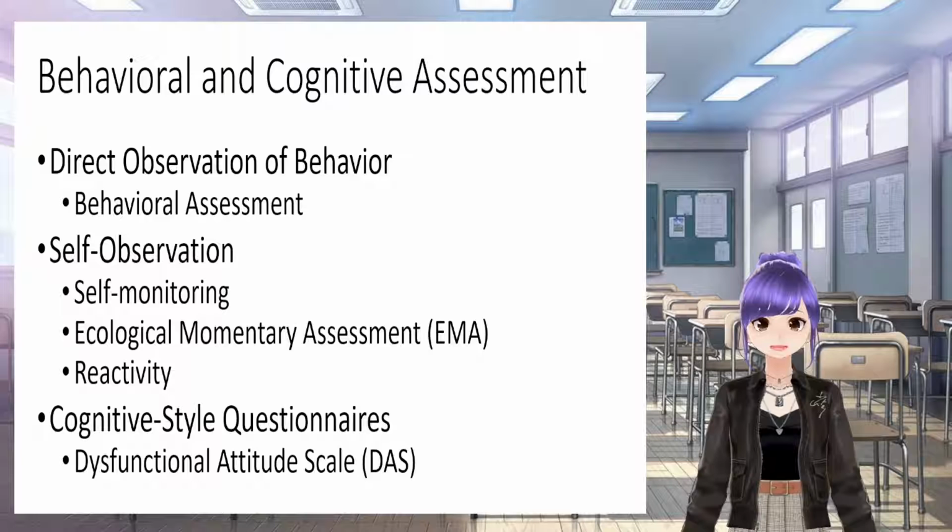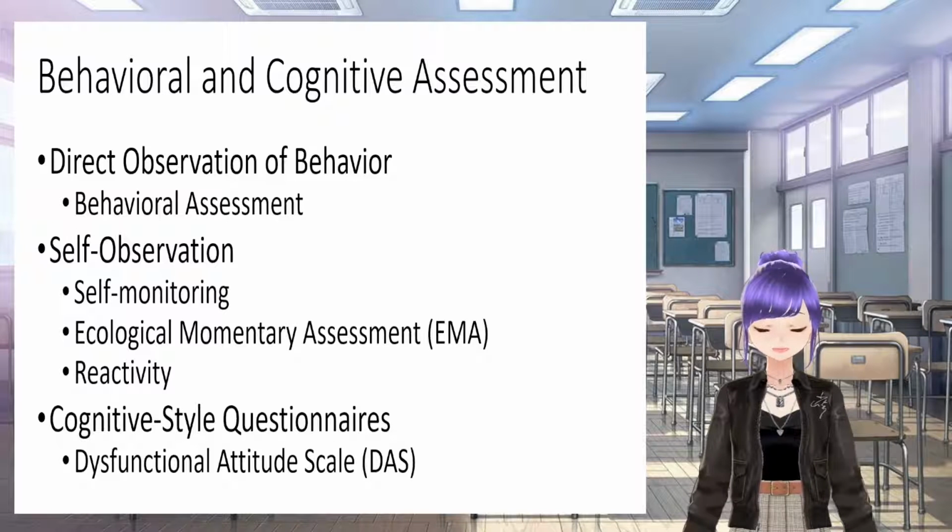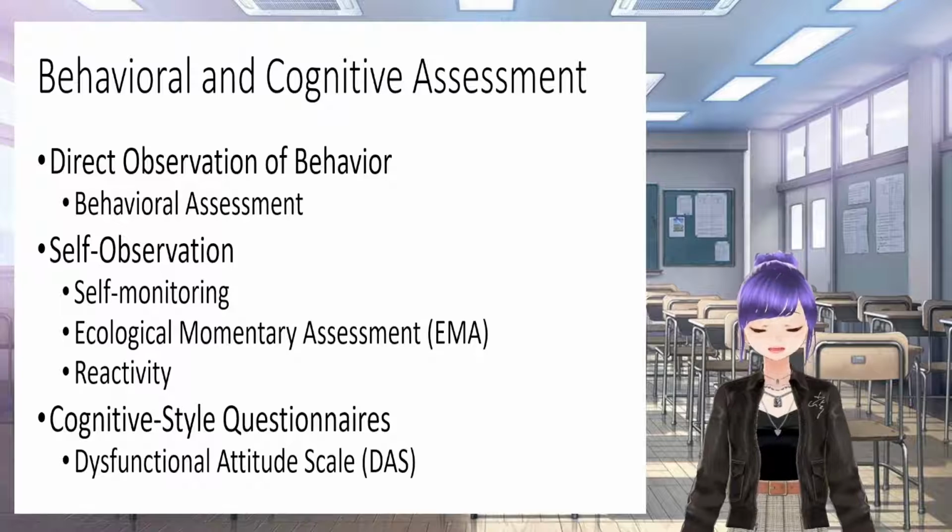But the limitation of self-observation is that behavior can be altered by the mere fact that it is being self-monitored, or reactivity. So it's prone to subjectivity and reactivity because the person knows that he or she is being observed. An example of a cognitive assessment is the cognitive styles questionnaire. This is used to help plan targets for treatment and to determine whether the clinical interventions are helping.